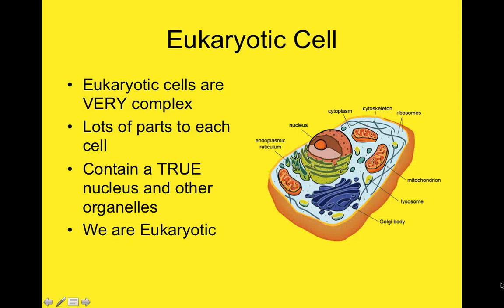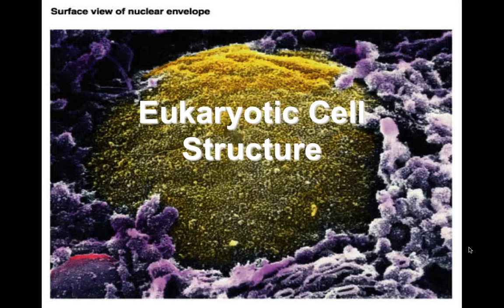Then we have our eukaryotic cells. Eukaryotic cells are very complex, lots of parts to each cell. They contain a true nucleus and other organelles. Here you can see our nucleus, and then we have all other little organelles as well. We are eukaryotic organisms. So let's go into our eukaryotic cell structure.